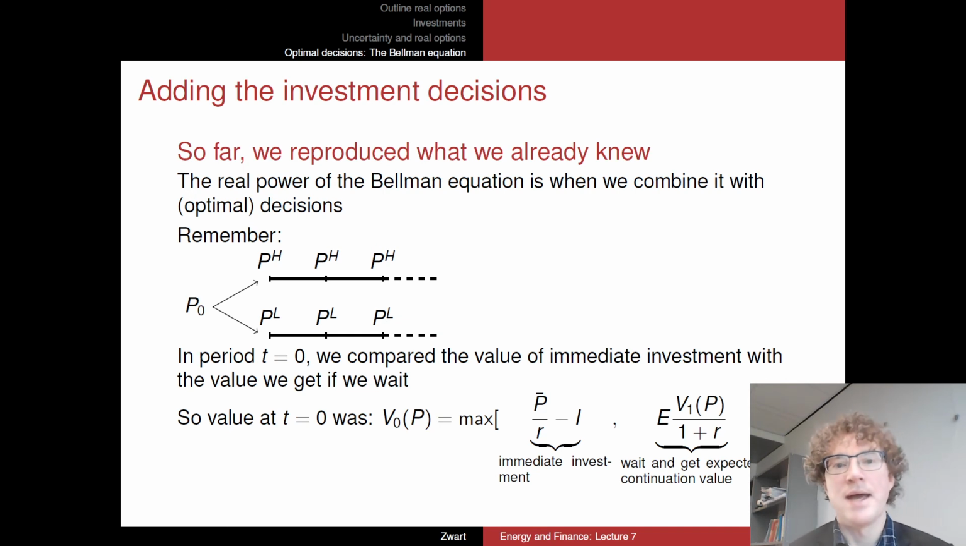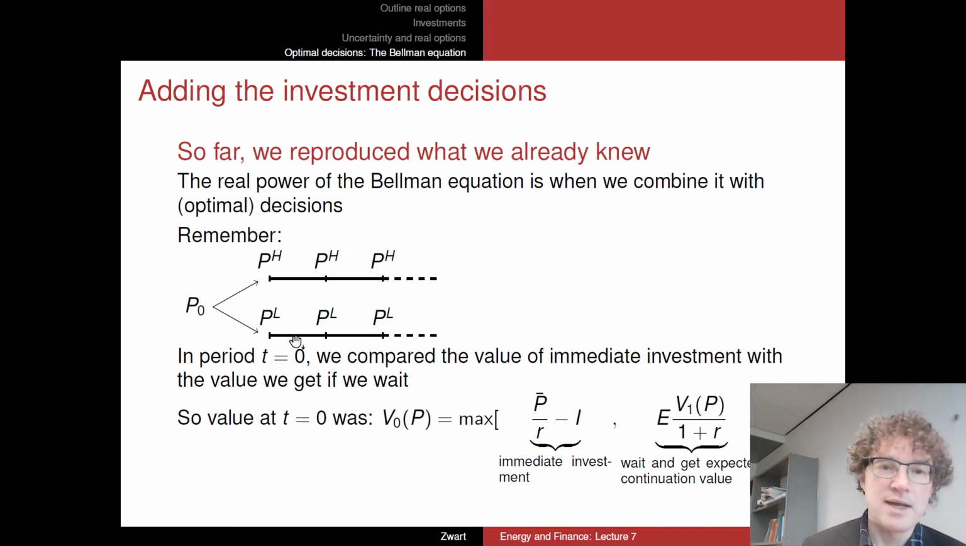And let's now add something to it, because so far we have just worked out the value of a particular cash flow, but we want to add decisions to this. We have been looking at investment decisions, and these decisions are going to impact values. So we produced stuff that we already knew. The power of this Bellman equation is when we combine it with these optimal decisions.